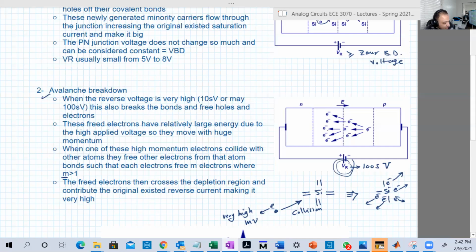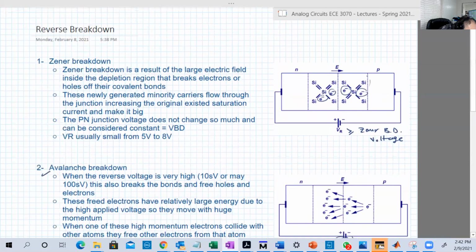And in the avalanche breakdown, the first kind of breakdown is also valid. I mean, this high reverse voltage can also free some electrons from their bonds without any collisions. So we have both. But this effect is much bigger than the first one.